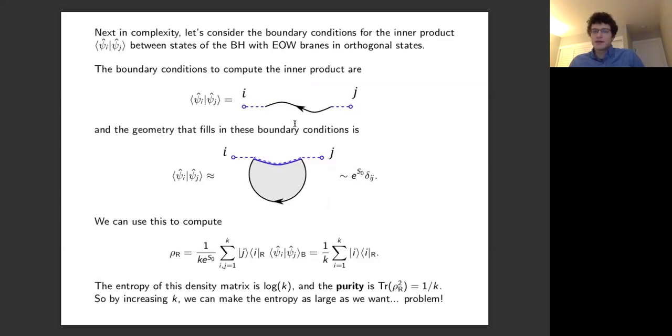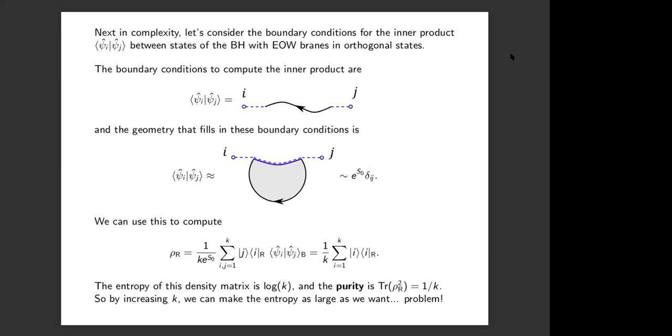As the next step up in complexity, let's consider the boundary conditions. Sorry, Douglas, to interrupt you. Just to understand the bulk computation, the end of the world brane had a mass mu, as you said, and therefore interacts with the gravity theory.